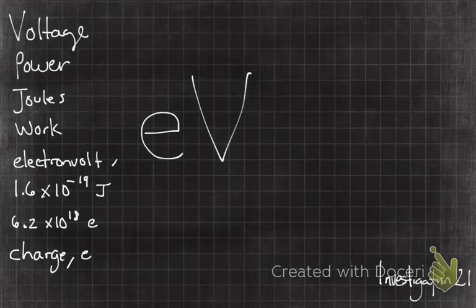Hey folks, we're going to talk about a concept in Investigation 21 called the electron volt. But other words we need to know are voltage, power, joules, work, a quantity of 1.6 times 10 to the negative 19 joules, a quantity of 6.2 times 10 to the 18 charges, and the word charge, which we show with the symbol E. This is very important. So whenever you see the symbol E, think of charge as also the charge of one electron.